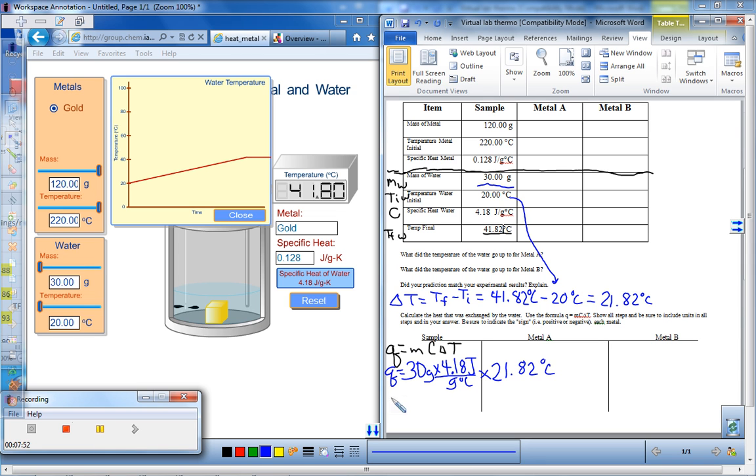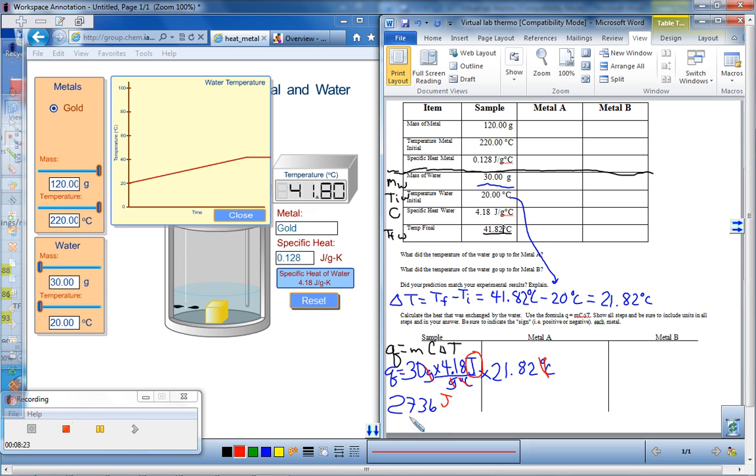So I calculate those together, and I come up with 2,736. Now what units is that going to be? Well, since I have grams on the top, grams on the bottom, those cancel out. Since I have degree C on the bottom and degree C on the top, those cancel out. So I end up with only the units of joules.